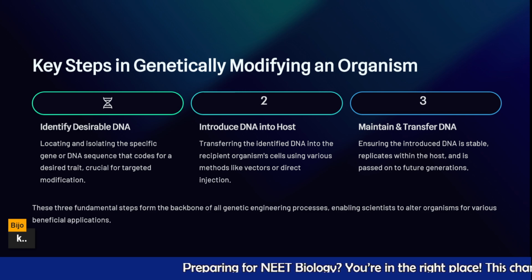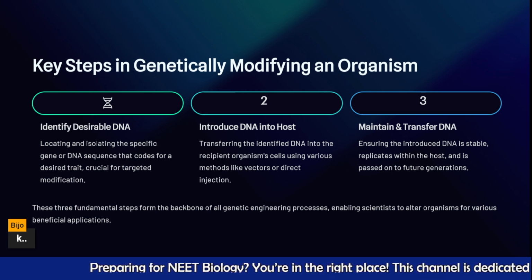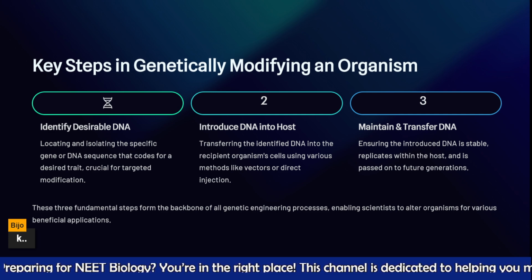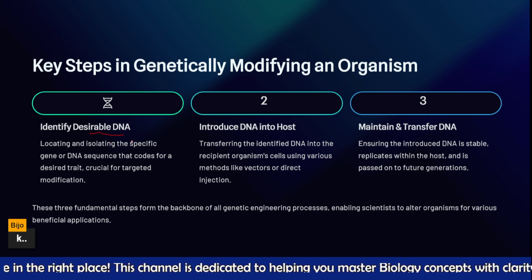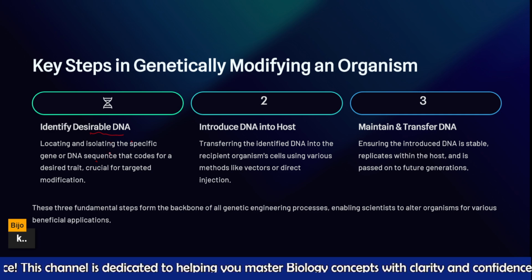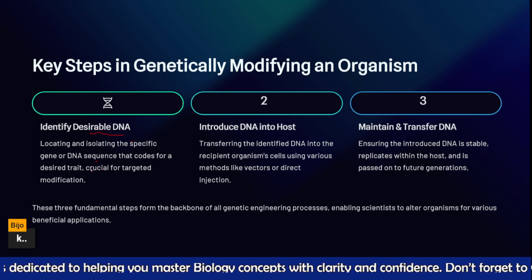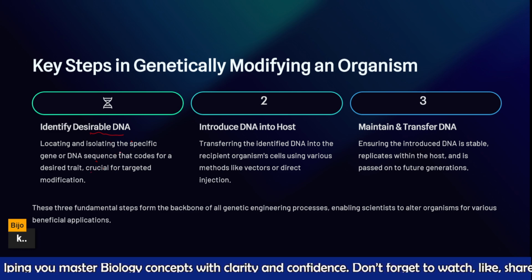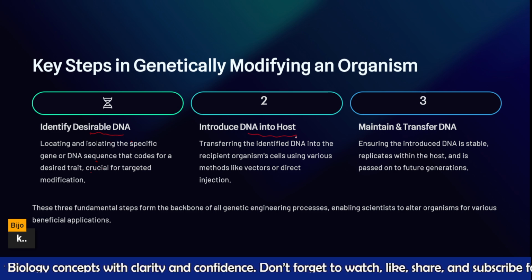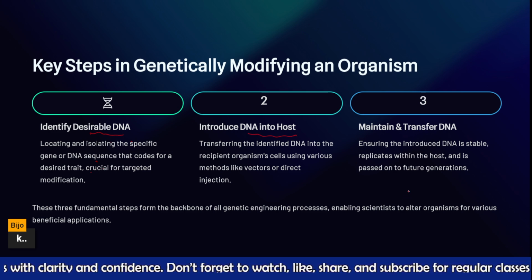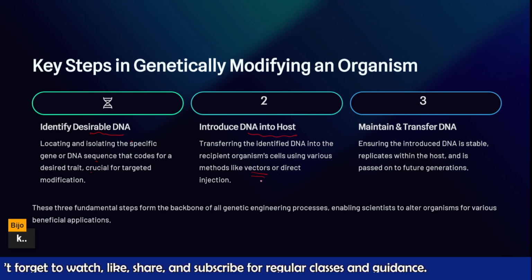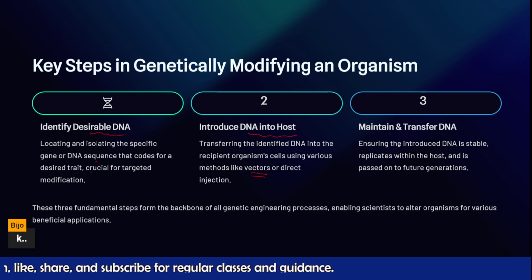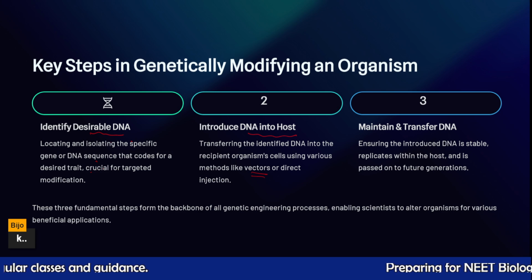Okay, so the steps involved in the DNA technology. First, we have to identify the DNA. We are just recapping once again. We need to identify the DNA, where it is located, which is the specific gene of interest. First we have to identify, then cut the gene of interest and introduce it into the host body, transferring the identified DNA or the gene of interest into a specific host through the vector, and maintain and transfer those DNA. These are the fundamental steps for making the rDNA.